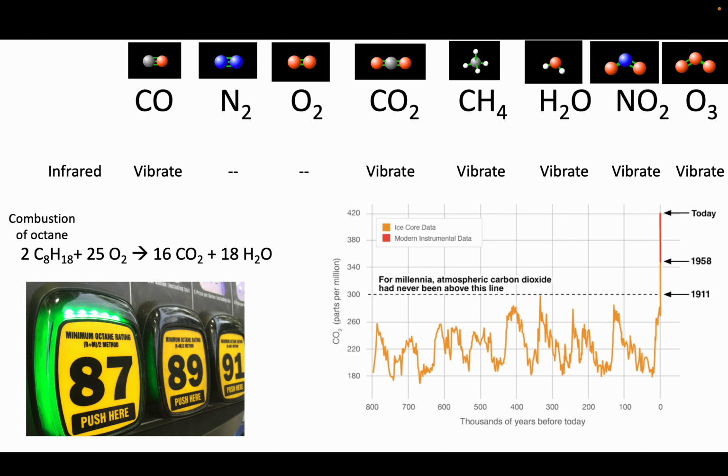There's no surprise. As we saw back in chapter 3, every time you have a combustion reaction, you're going to produce carbon dioxide. The combustion of octane absolutely produces carbon dioxide. It's unavoidable. And that's what's leading to this dramatic increase as societies have become industrialized.